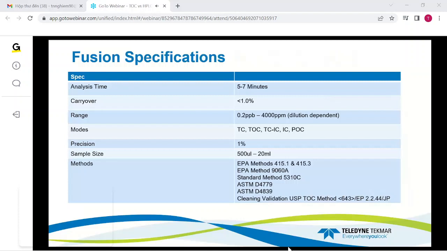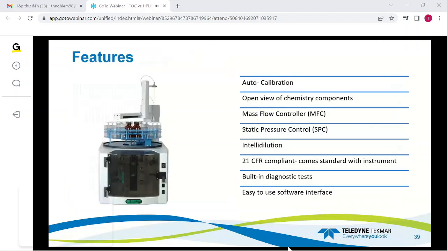As you can see here, the analysis time is between 5 to 7 minutes. We can vary different types of modes if we want to do total carbon, TOC, TC minus IC, look for IC, and different things like that. And it's just a list of the Fusion specifications there. But the biggest things that we want to talk about with this system are some of the features that I've mentioned before. One, the auto calibration, the open view of the chemistry components, so you can look across the lab and understand that the system is doing what it's doing by looking through and seeing it. Mass flow controller, we'll talk a little bit about static pressure control in a second.